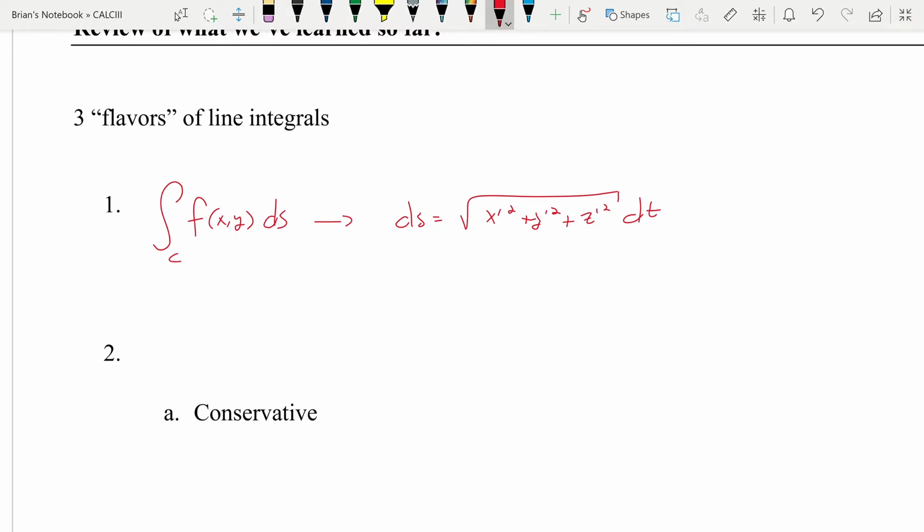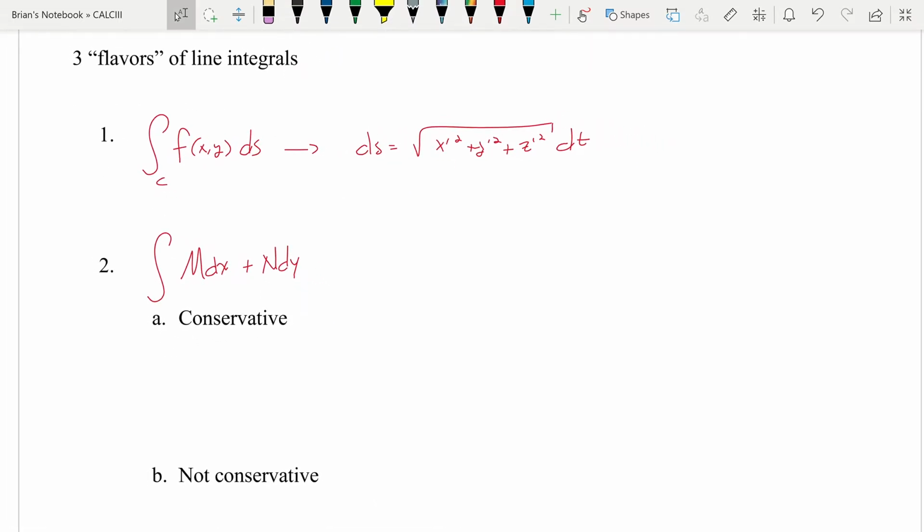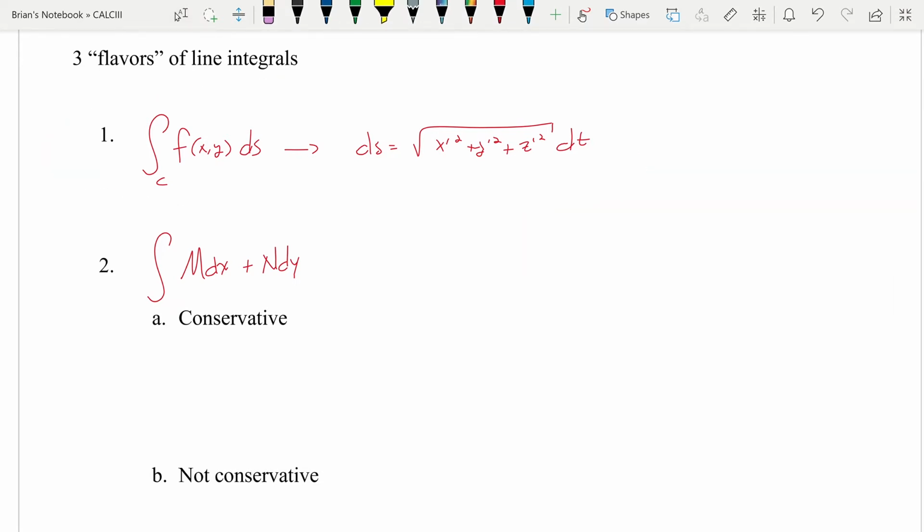The next one we learned was basically the M dx plus the N dy, and these were kind of like our work problems, if you remember those. There are two types of these problems, so that's why I said there's three. There's this guy, which is one, and then there are two other types under the same umbrella. There's one where it's conservative, right? That's when your M sub y is equal to your N sub x, and that's what we talked about if you watched Butler's lecture on finding the potential functions. That's what the conservative did.